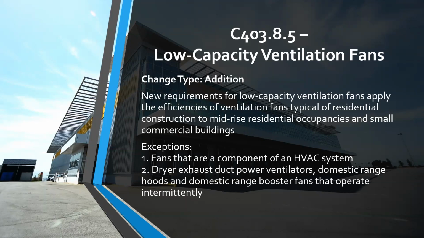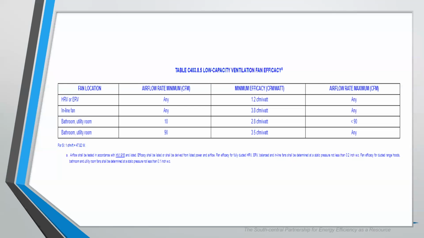There are exceptions to that. So fans that are a component of the HVAC: if it's designed in the system for HVAC, then it's exempt. And then also dryer exhaust duct power ventilators, domestic range hoods, and domestic range booster fans that operate intermittently. So if it's not something that's autonomous and working on temperature settings or time settings, if it has to be turned on and off, then it's going to be exempt from that. So these are basically on motors that are less than 1/12 of a horsepower, and they must meet the fan efficacy because it's a low volume, low CFM, and they don't want to drain a lot of power for very little air movement. So they put efficacy labelings on that.